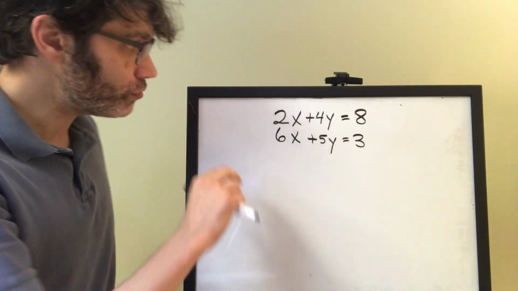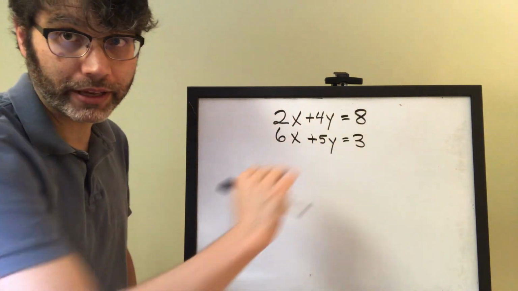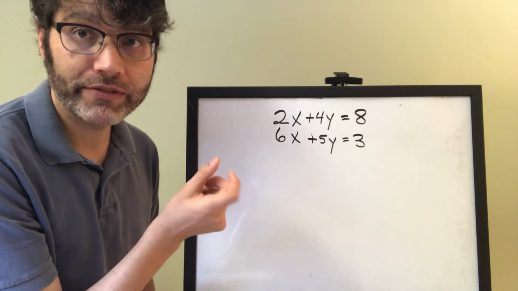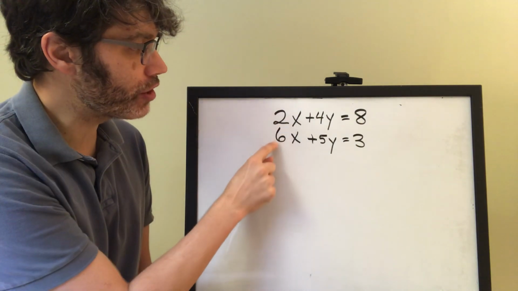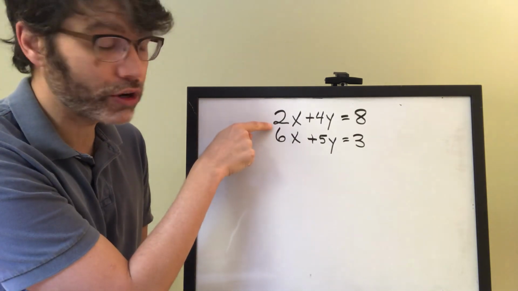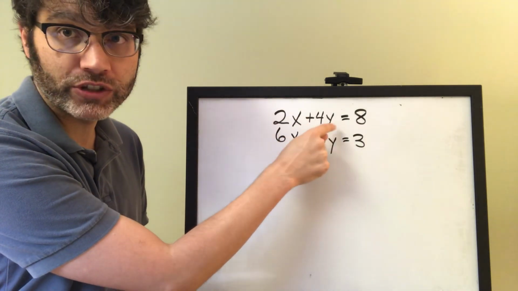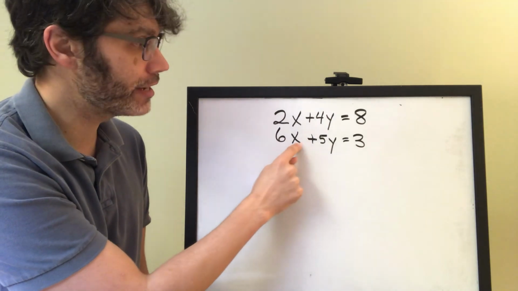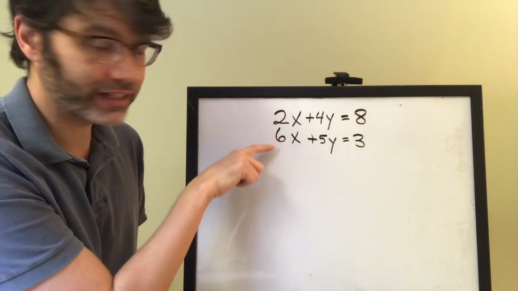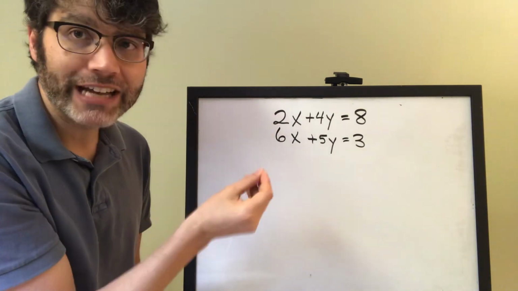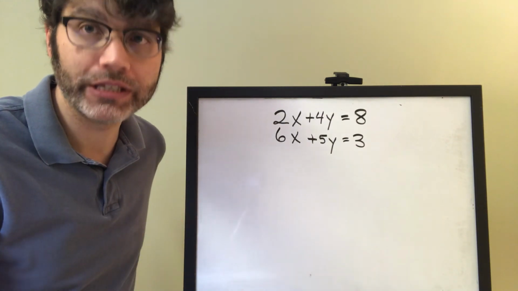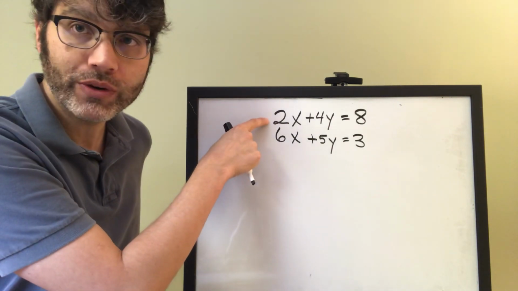This is why you need to multiply through by something so that you get what we call additive inverses of one of the coefficients. So these are coefficients. A coefficient is a number that is right in front of a variable. So here 2 is the coefficient to x, 4 is the coefficient to y, 6 is the coefficient to x down here, and 5 is the coefficient to y. Okay, so we need these coefficients to ultimately be additive inverses, which means when you add them together, they become 0. So the additive inverse of 2 is negative 2.